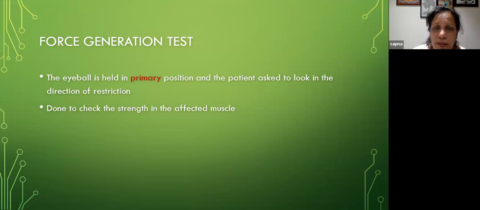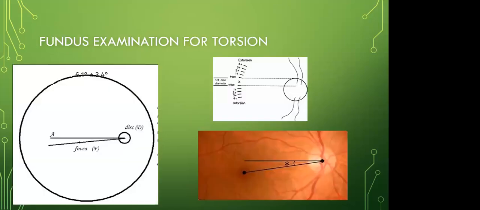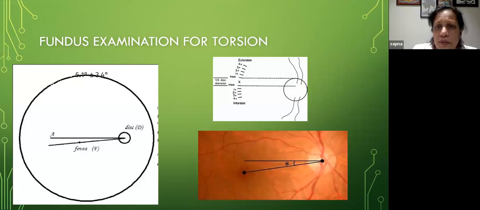This is important in the recovery of the paralytic squint. If there is some generation of movement in that muscle, there are chances of spontaneous good recovery. But otherwise, the recovery prognosis is a little poor. This is done to check the strength of the affected muscle. What instrument do we use? Limbal forceps. Okay.